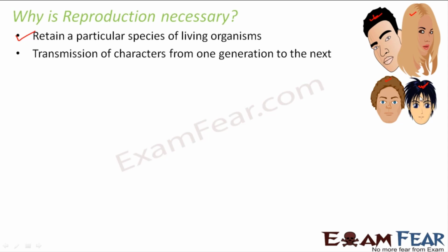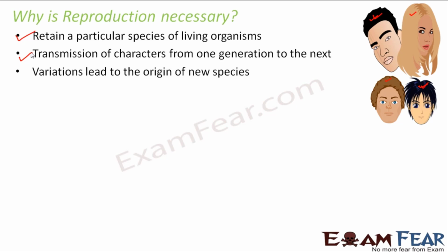Now, when this child grows up and gets married and again gives birth to his children, maybe one of his children will again have black hair. So, black hair is nothing but a trait or a character. This black hair is also getting transmitted from one generation to the other. So, reproduction not only retains the species, here the human species as a whole, on top of that, it also helps to retain a particular character from one generation to the next. And this transmission of characters is known as inheritance.